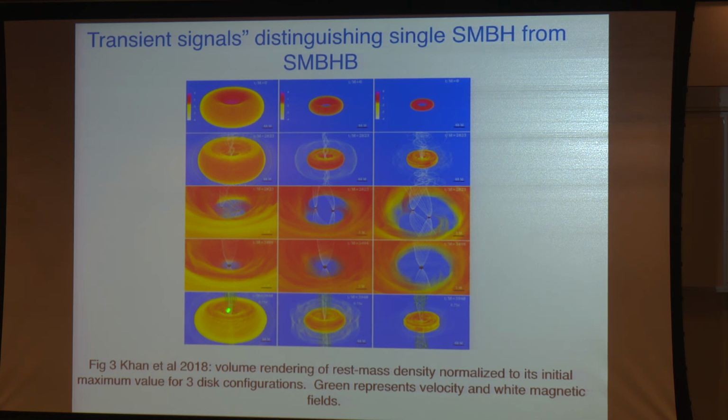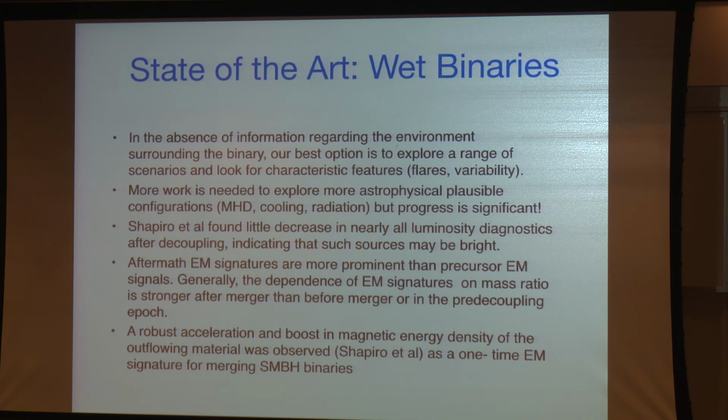And you can see here, the green represents the velocities, and the white are the magnetic fields. So here's a good picture of the 2 black holes with the magnetic fields threading through, and you can see the jet form at the end. So that's probably the most recent work on wet binaries that came out just a few weeks ago. So here's your state of the art of your wet binaries, looking for electromagnetic signatures: the aftermath seems stronger, so after the merger rather than before at the moment, from what models can tell.